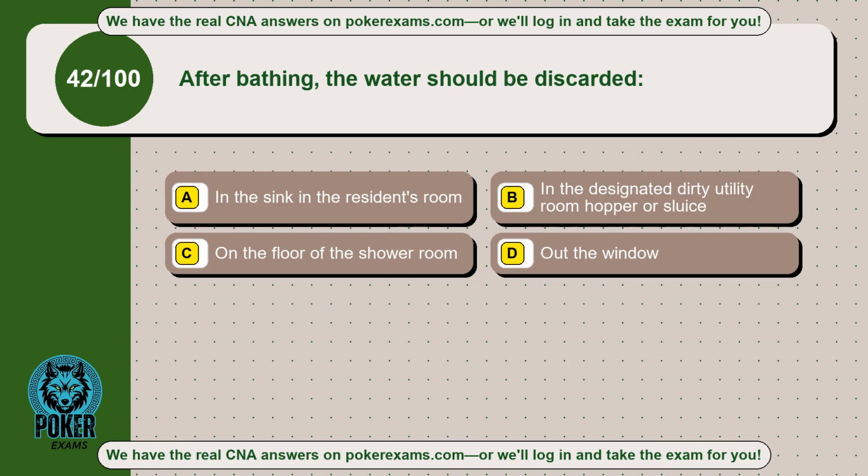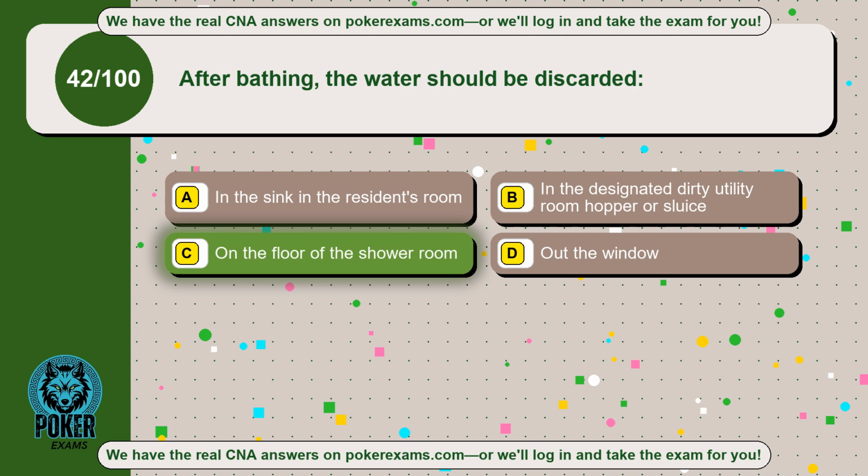Question 42. After bathing, the water should be discarded. Option A, in the sink in the resident's room. Option B, in the designated dirty utility room hopper or sluice. Option C, on the floor of the shower room. Option D, out the window.